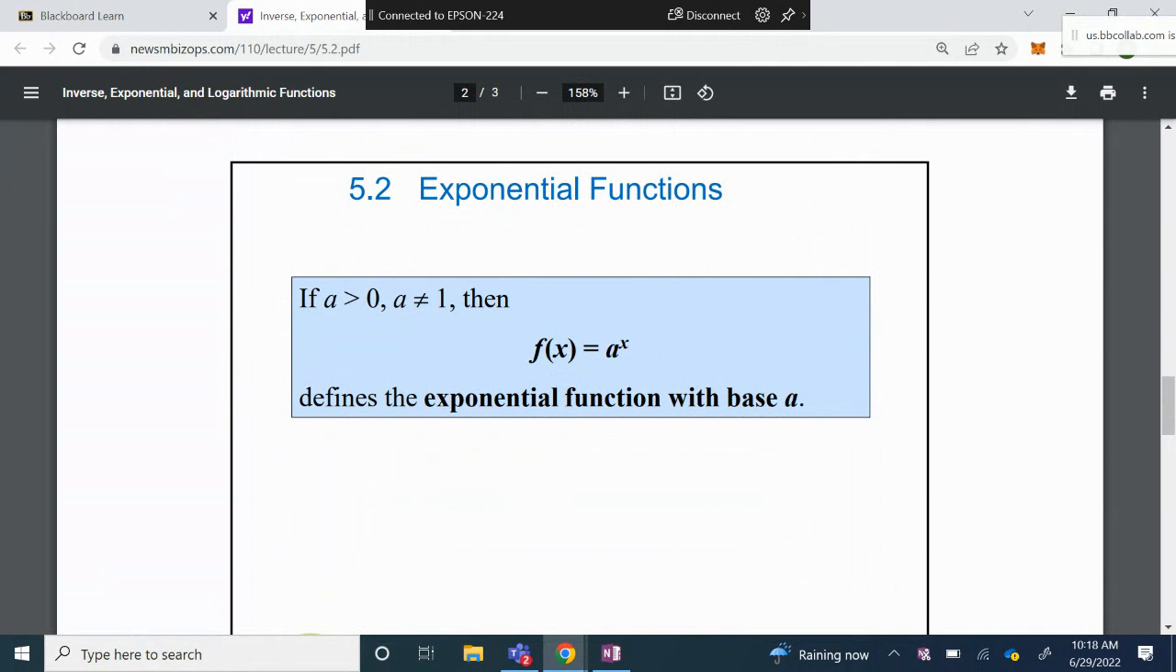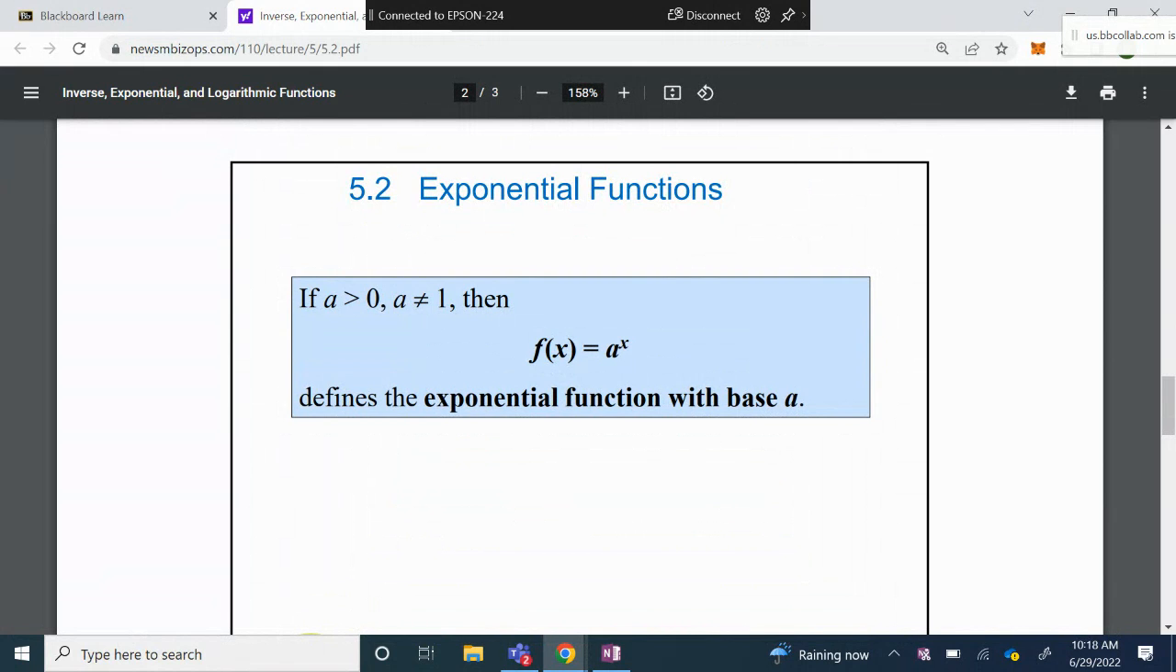It says that if a is greater than 0 and if a is not equal to 1, then an exponential function is defined as f of x is equal to a raised to the power of x, where a is your base.